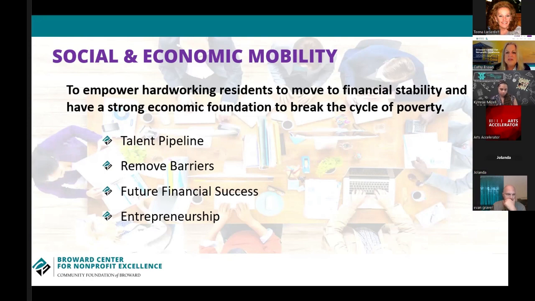Let's see. I thought I saw another question in the chat. Yeah. Supporting women to complete a certificate or a degree, would that specifically fall under future financial success, Cassandra, or is that one of those that you need to know more about before you can answer clearly?